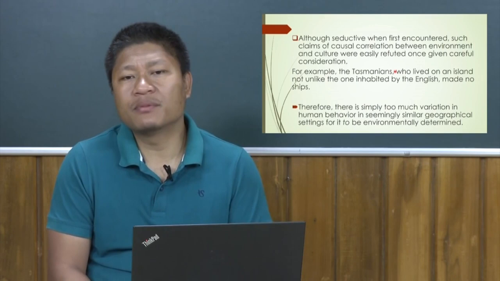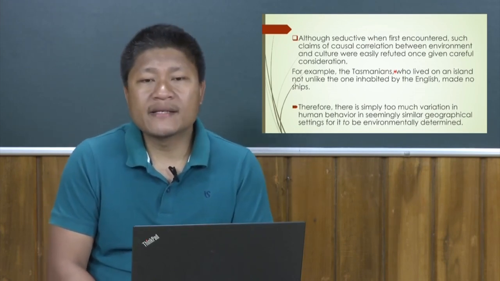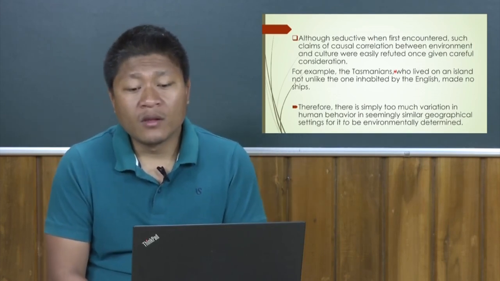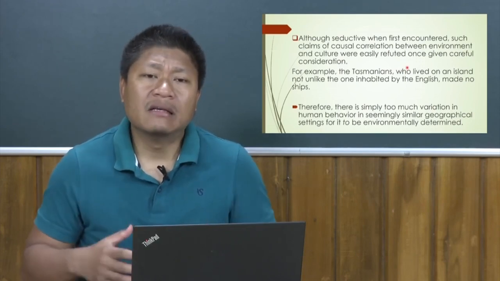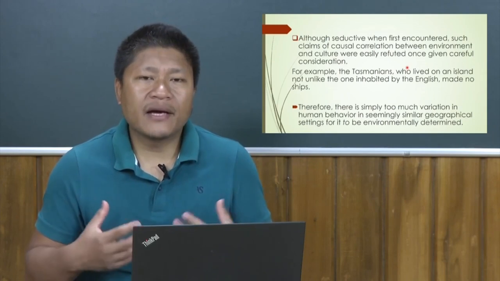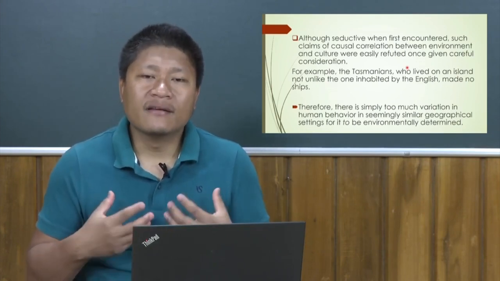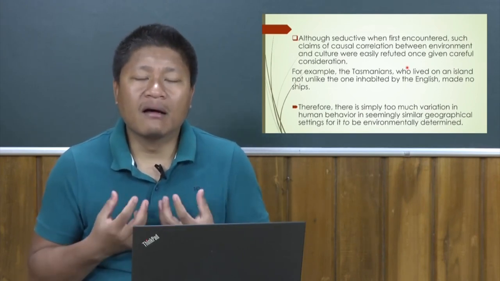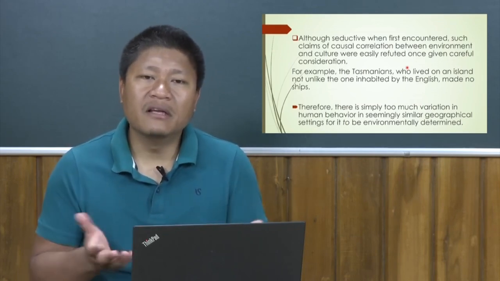Now, for instance, contradicting what we had said, an example on this environmental determinism: if we look at some of the examples, like the Tasmanians, who in essence lived on an island not unlike the one inhabited by the English, made no ships. Now, the idea is, in order to cope with or manage living on an island, is it ideally important to build ships? Right? Now, in that we can look at why it is not just the environment which influences human society, but rather humans behave in a different way, because they don't have that consciousness or the urge to build ships, even if they are living on an island.